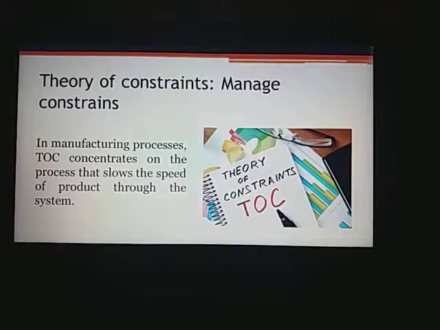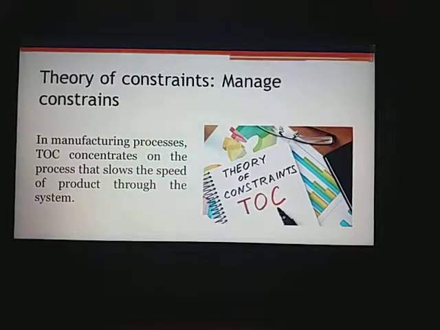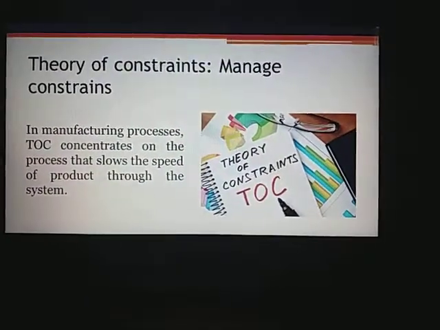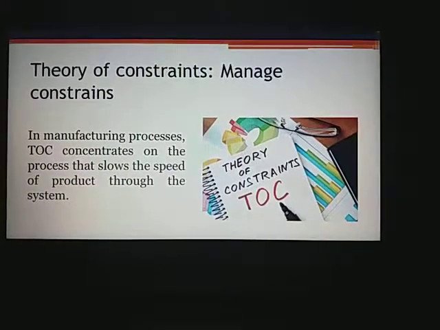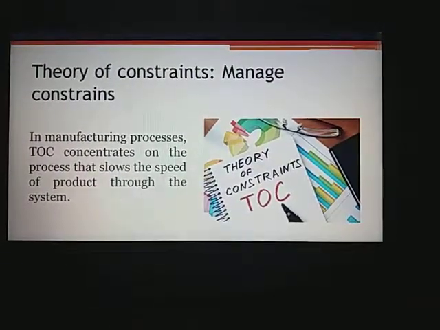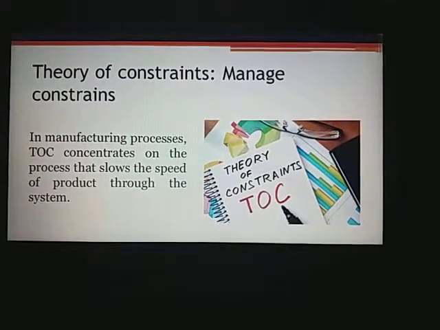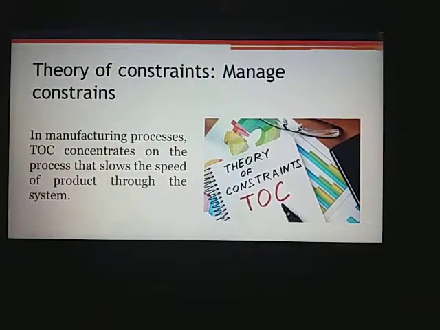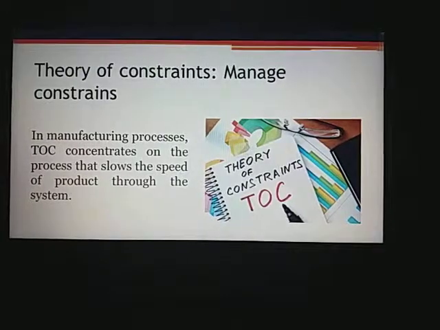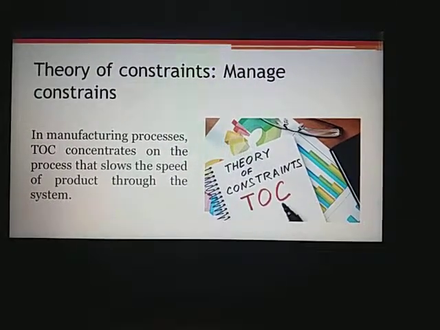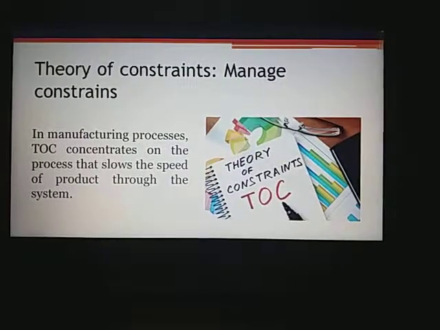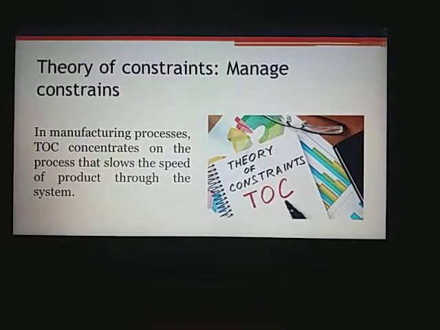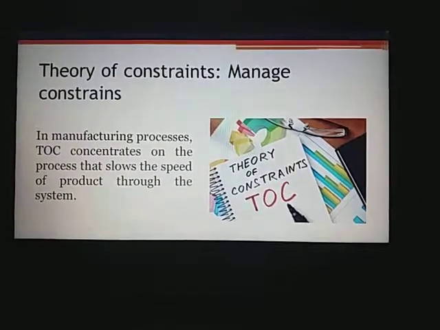Theory of Constraints (TOC). TOC focuses on system improvement. A system is defined as a series of interdependent processes. An analogy for a system is the chain, a group of interdependent links working together toward the overall goal. The constraint is a weak link. The performance of the entire chain is limited by the strength of the weakest link. In manufacturing processes, TOC concentrates on the process that slows the speed of product through the system.